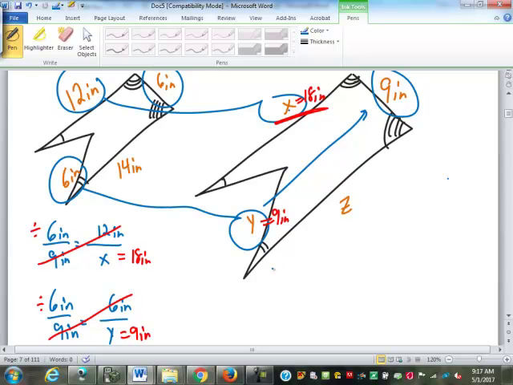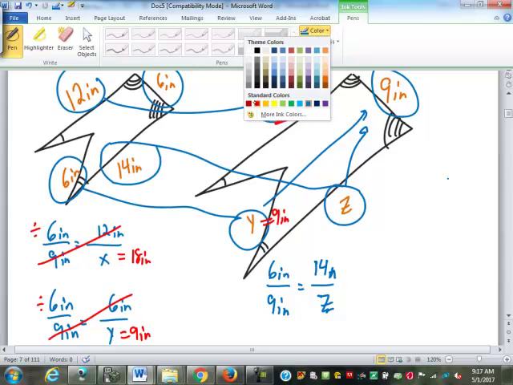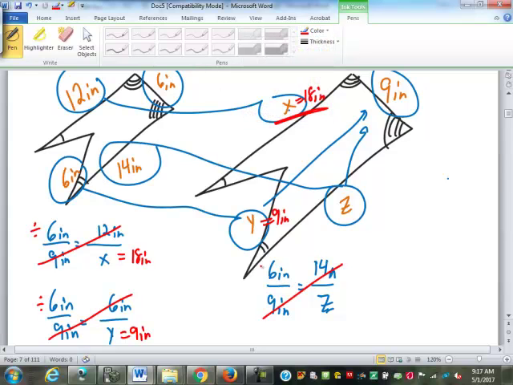For Z, we're going to use the same ratio. 6 inches goes to 9 inches. Z is still from the same figure as the 9, so Z goes on bottom. What goes above the Z? 14 inches is its corresponding side. Cross multiply and divide. 9 times 14 divided by 6. We get 21 inches. That is Z.